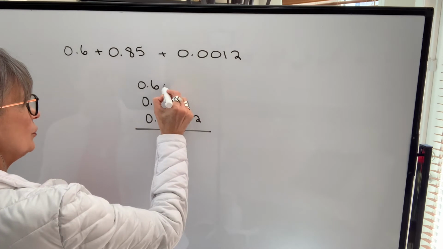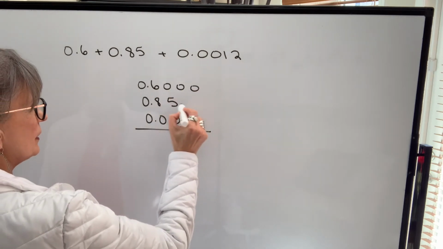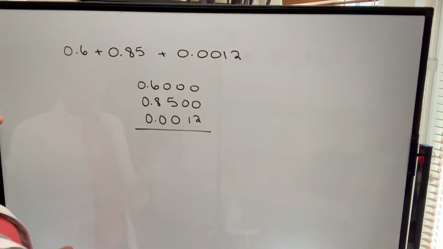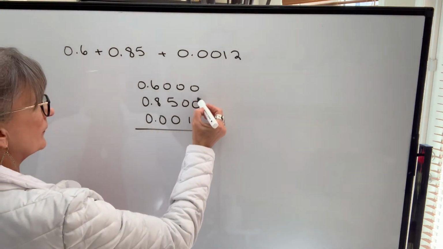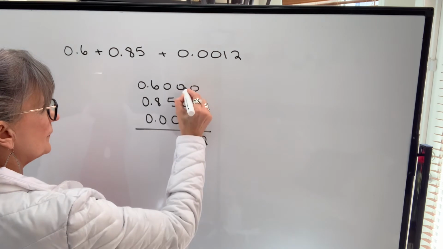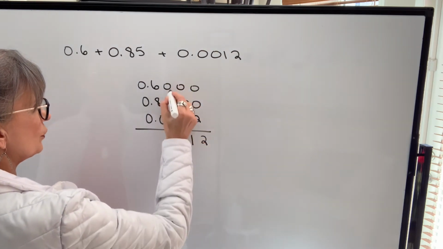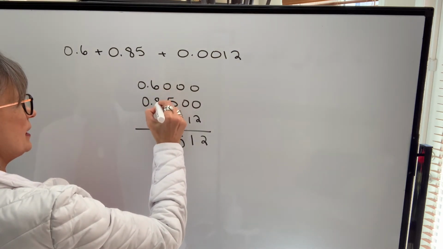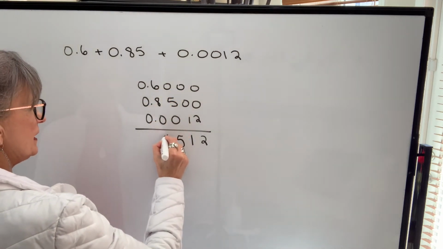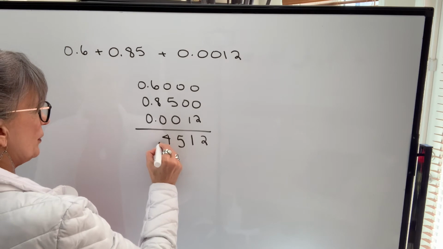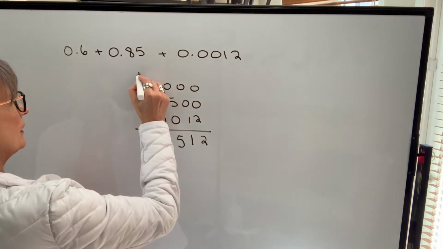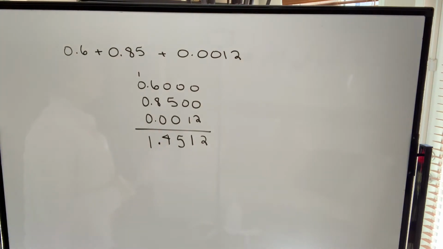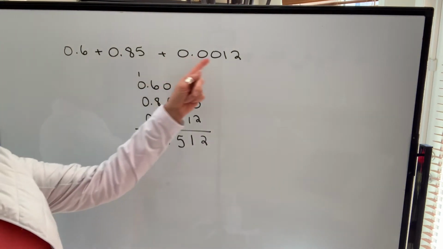So if you want, you can put zeros in these other place values, and then we can add. 2, 0 plus 0 plus 1, 0 plus 5 plus 0, 6 plus 8 plus 0 is 14, so we put a 4, put our decimal point, and we carry the 1. 1 plus 0 plus 0 plus 0 is 1. So that would be the sum of those three numbers.